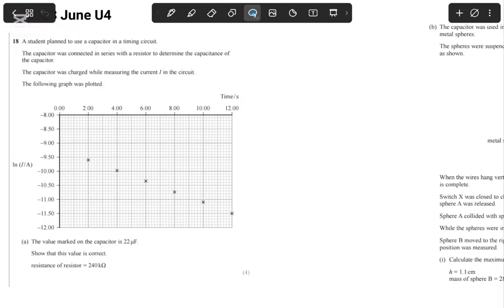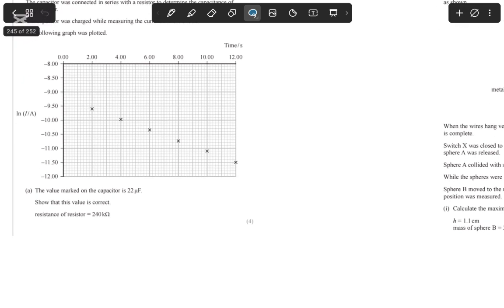So it says a student planned to use a capacitor in a timing circuit. The capacitor was connected in series with a resistor to determine the capacitance of the capacitor. The capacitor was charged while measuring the current I in the circuit. The following graph was plotted. And then for part A, it says the value marked on the capacitor is 22 microfarads. Show that this value is correct. The resistance of the resistor is 240 kilo ohms.